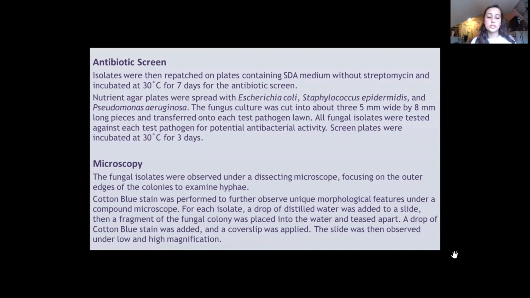All of the isolates were observed under a dissecting microscope for hyphae structure. They were also stained with cotton blue and observed under a compound light microscope. We performed this by mounting a fragment of the isolate onto a slide with water and adding the stain.